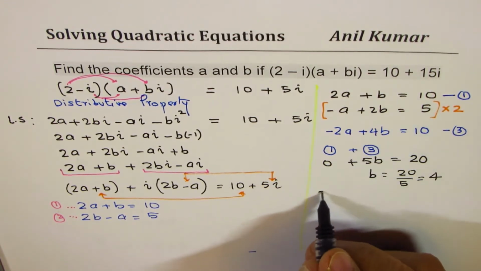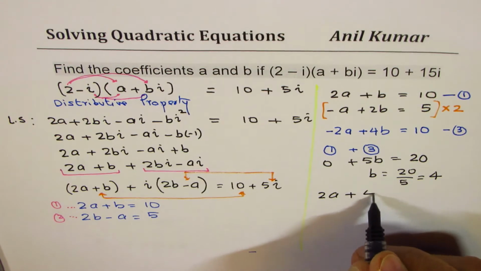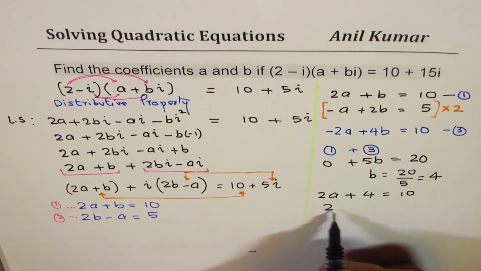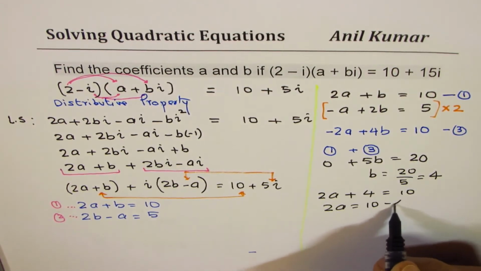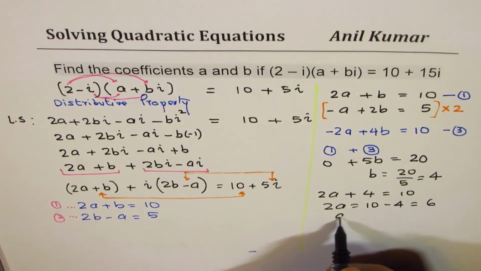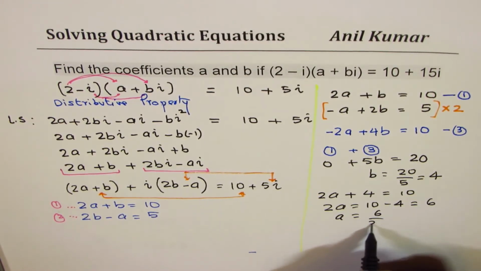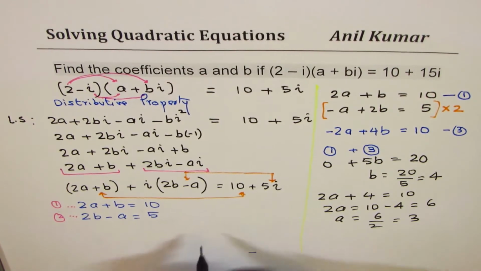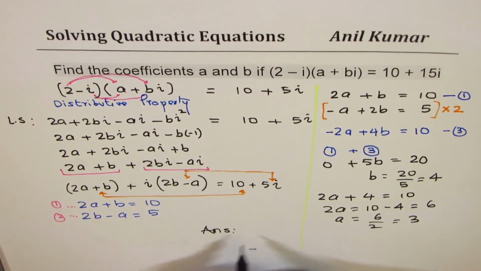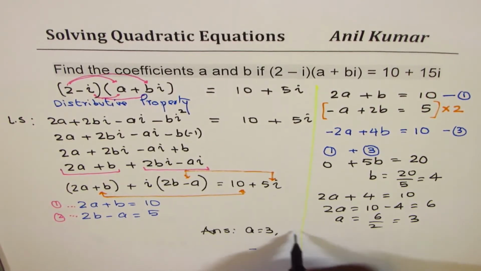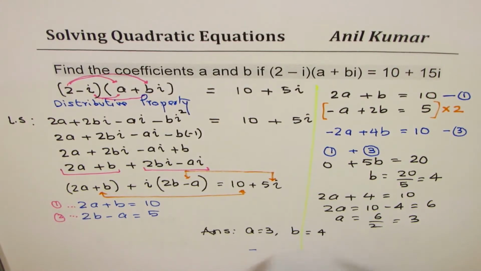one of the equations. So we have 2a plus 4 equals 10. 2a equals 10 minus 4, which is 6. a is equal to 6 divided by 2, which is 3. Correct? So we get our answer: a equals 3 and b equals 4.